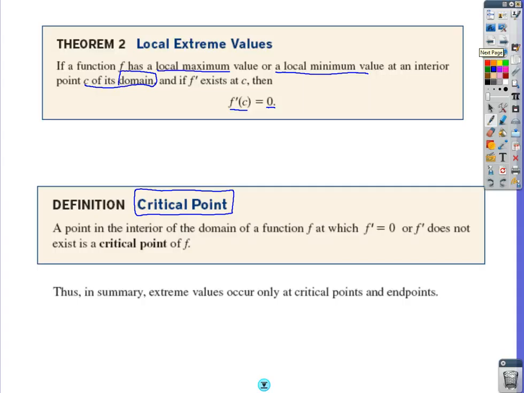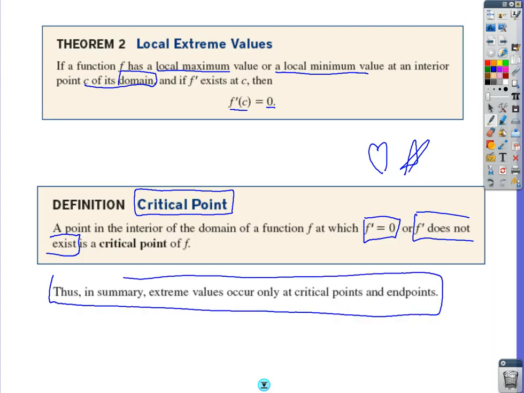And so that's a part of my critical point. My critical point is a point on the interior of the domain in which f prime is equal to 0 or f prime does not exist. These are very critical things to be thinking about. Critical points, critical things. Little joke. We need to know this. This is important to know. This is another important thing to know. It kind of snuck in there.